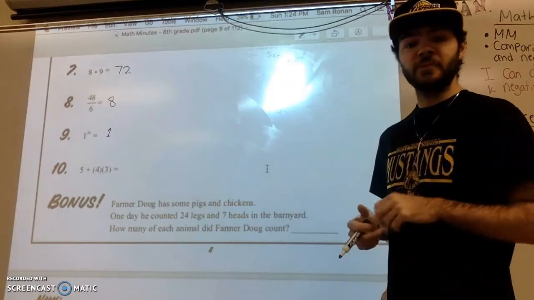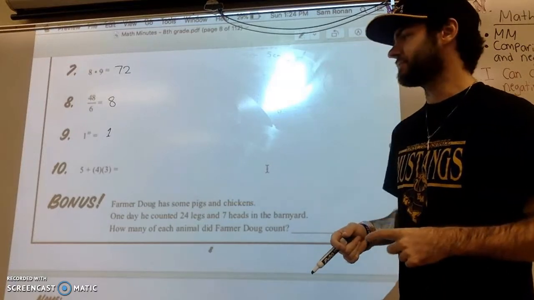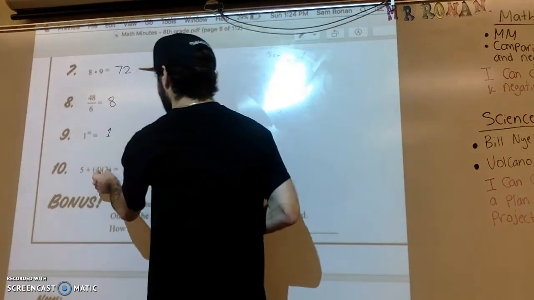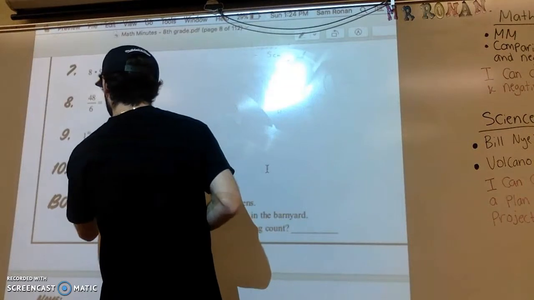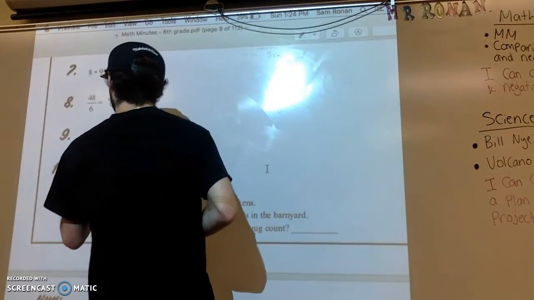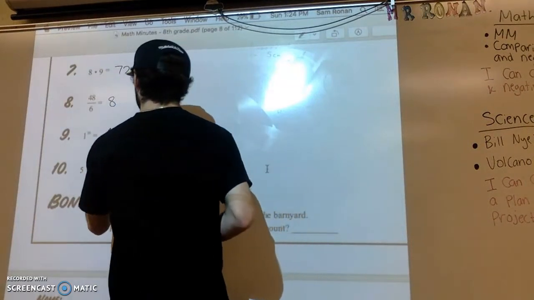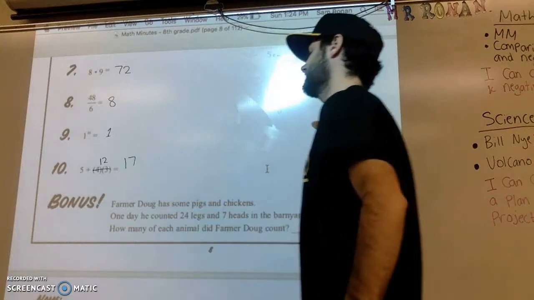Then number 10, we have 5 plus, and then parentheses we have 4, and parentheses we have 3. Remember, parentheses mean multiply, so we have to take care of 4 and 3 first. 4 times 3 is 12. Then we can do 5 plus 12, and that's going to give us 17.